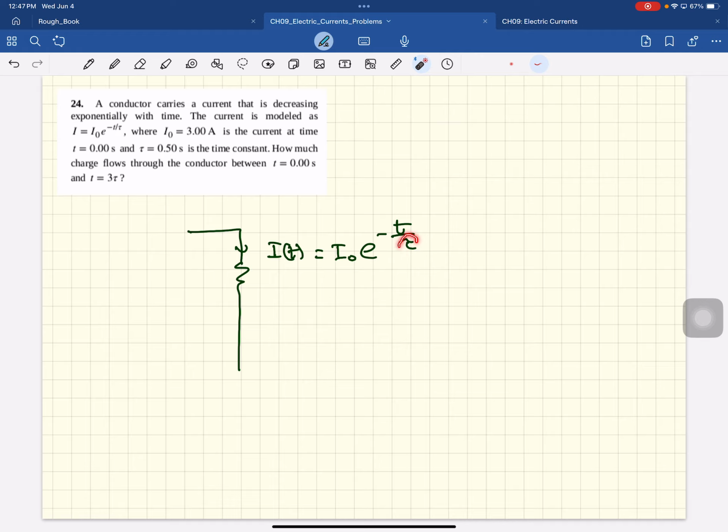So after one time constant, the current will be 35% of the maximum current. So at t equal to 0, this is 1, that's the current. After one time constant, the current is 35% of this. Okay. And let me show you a circuit where this happens.